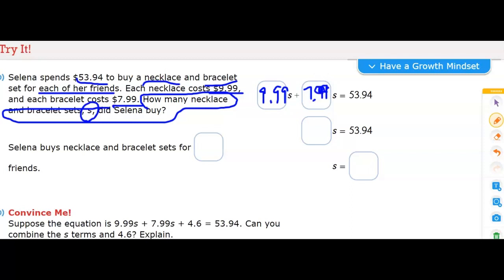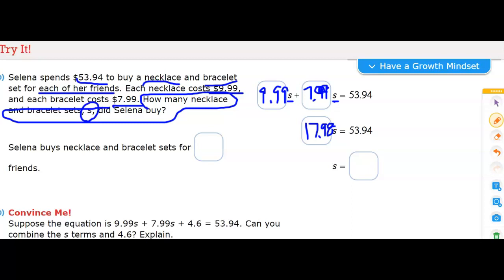So now we have to combine the like terms, because both of these terms have the variable S on them, we know they are alike. So we have to add or combine them together. $9.99 plus $7.99 is equal to $17.98. That's how much it costs for one bracelet and one necklace set. Again, we still don't know how many sets, but we know the total cost she spent and the total for a bracelet and a necklace together.